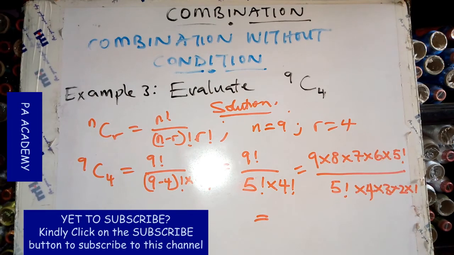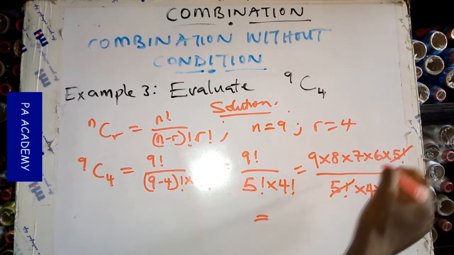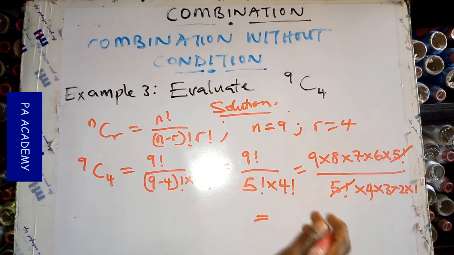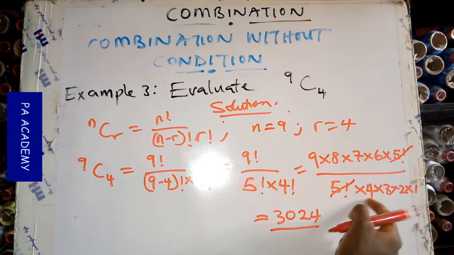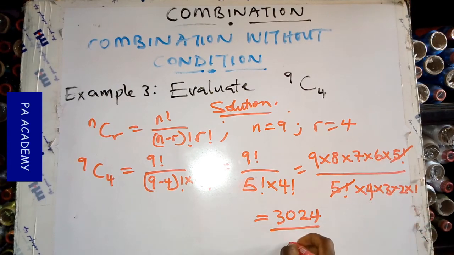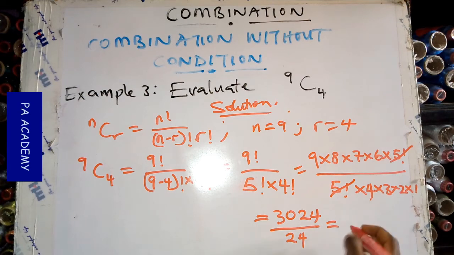So now let's multiply. Okay, before we multiply, 5 factorial can divide 5 factorial. I've explained that in the previous parts of the video. So now what we are left with is 9 times 8 times 7 times 6. So that's 3024 divided by 4 times 3, that's 12. So 12 times 2, that's 24. So now 3024 divided by 24. So that will give us 126. And that gives us our final answer.